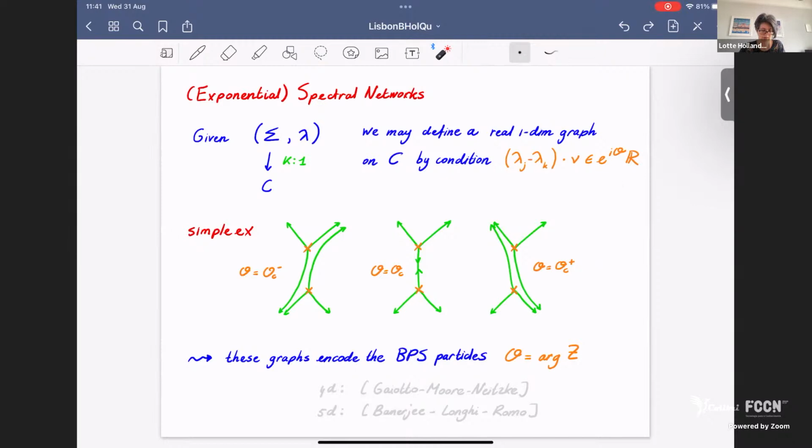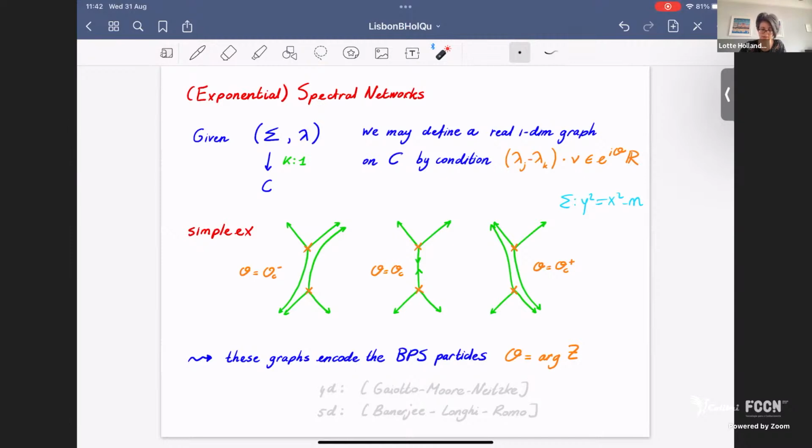One of the simplest examples appears in what is sometimes called the A2 geometry. I've actually not given the geometry here, so maybe I should write it down. In that case, sigma is defined just by y squared equals x squared minus m, where m is just a fixed parameter. This geometry is a degree 2 cover over the complex plane, and it has 2 branch points, which I've denoted by these orange crosses here. And we're especially interested in the trajectories of the spectral network that leave from these branch points.